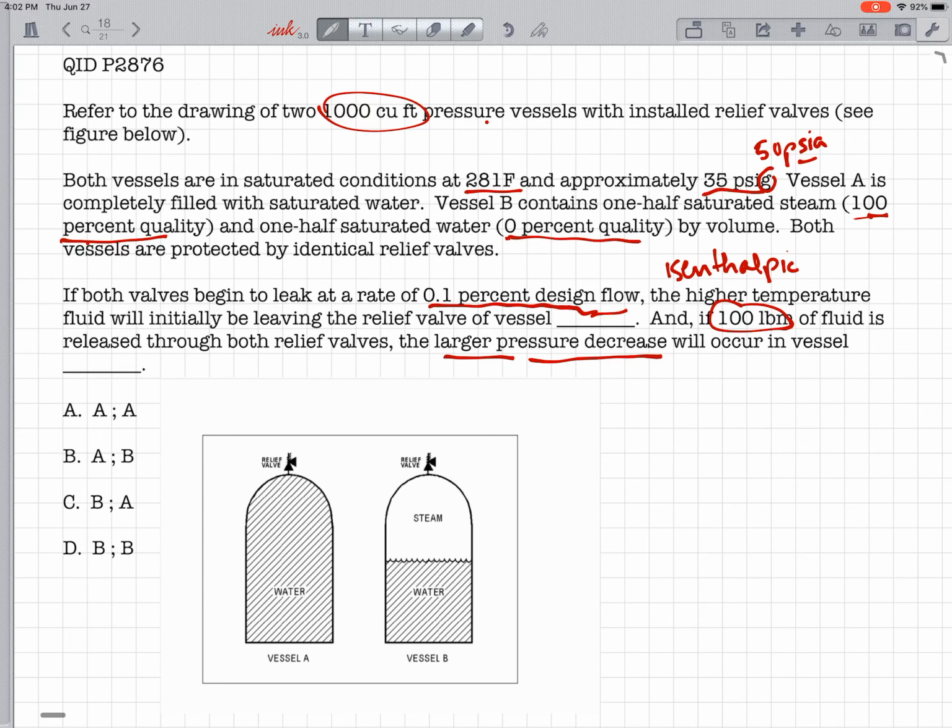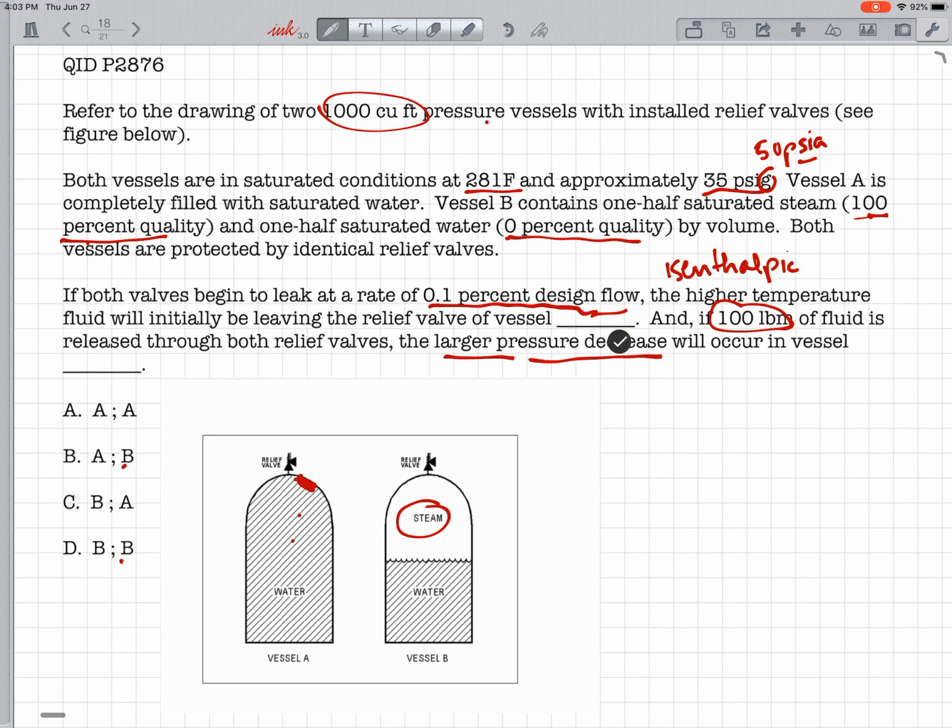All right, so first off, I'm looking at it, and 100 pounds mass of steam coming out and 100 pounds mass of saturated water. All right, they're at saturated conditions. They're both going to lower their pressures. The steam is going to lower its pressure. The water in vessel A is going to release some water, and then some of this water is going to flash to steam, and it's going to be less of a pressure drop, if that makes sense. So this will be the larger pressure drop here. So I'm going to say that B is the right answer for the pressure drop.